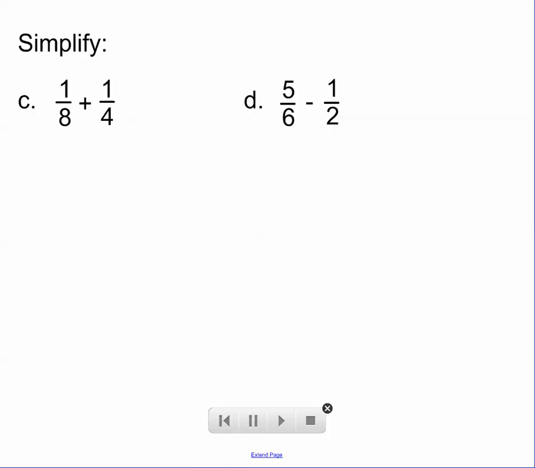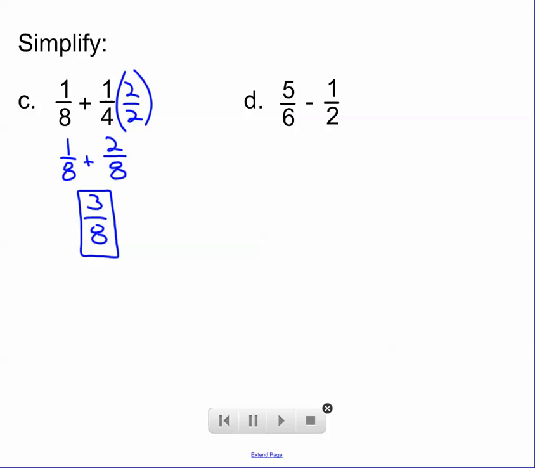So we can turn that 4 into an 8 by multiplying it by 2. But whatever we do to the denominator, we have to do to the numerator. So 1/4 is actually 2/8. It's the same number. Now we have a common denominator. We can add the 1 and the 2, and that's 3/8. And we're done.